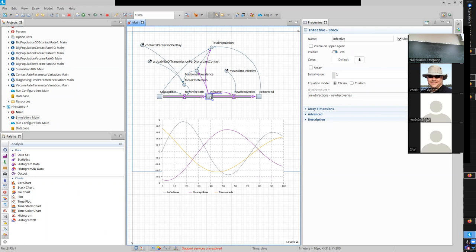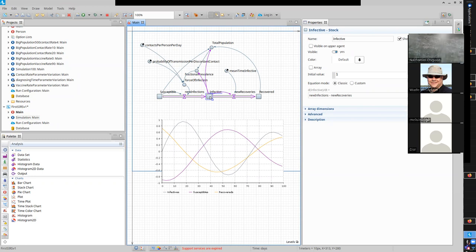Yeah. So it's got to depend on the contact, right? Because if they're not having any contact, they're staying at home, staying in their basement, they're not going to affect anyone. What other things? So contacts are going to be one of the things that this depends on, the rate of contact. What's something else it would depend on?